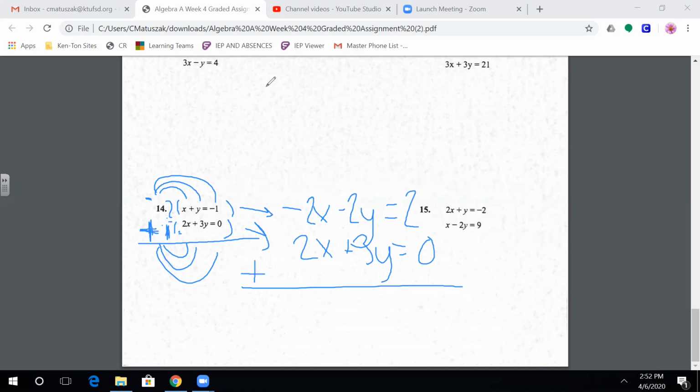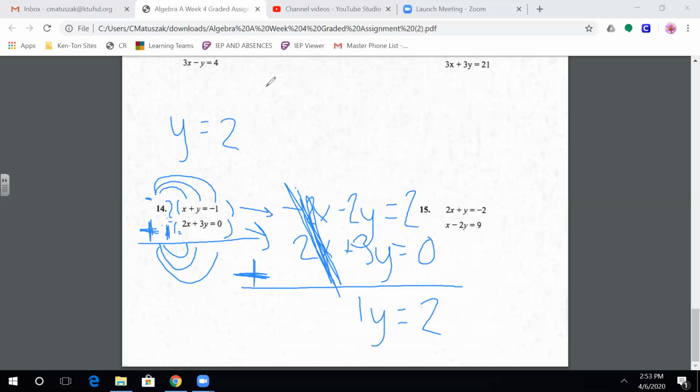Now, just like we did in the previous problems, you're going to add these two equations. The whole point of multiplying by negative 2 and 1 was so either the x's or the y's cancel out. You can see negative 2x plus 2x causes the x's to go away to 0, which is exactly what we wanted. Now negative 2y plus 3y is 1y, and then 2 plus 0 is 2. So right now we have that y equals 2.